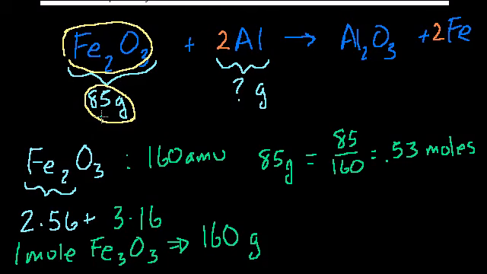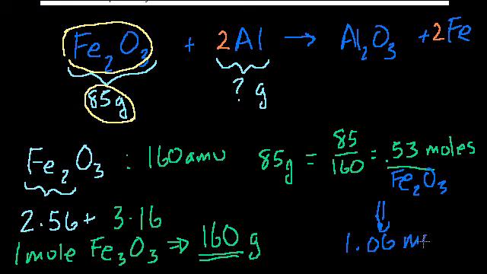And we figured out it's 0.53 moles, because a full mole would have been 160 grams, but we only have 85. So it's 0.53 moles. And we know from this balanced equation that for every mole of iron 3 oxide we need to have 2 moles of aluminum. So if we have 0.53 moles of iron 3 oxide, then we're going to need twice as many aluminum.